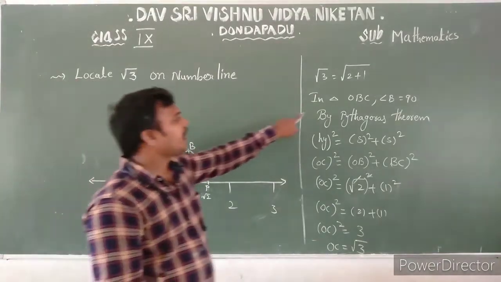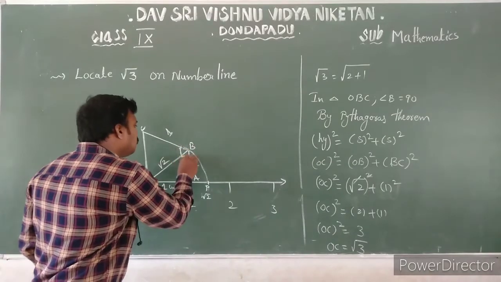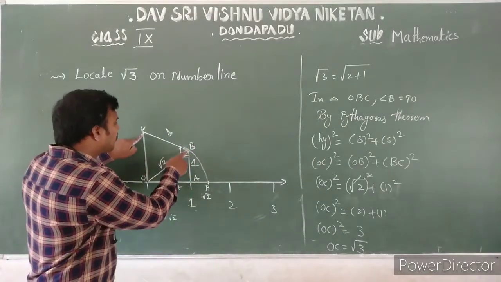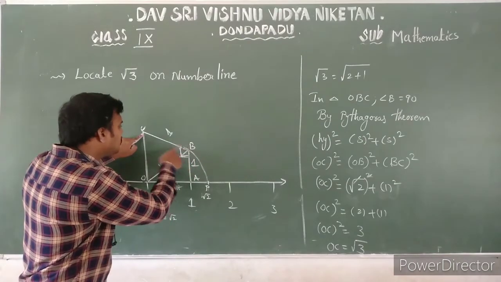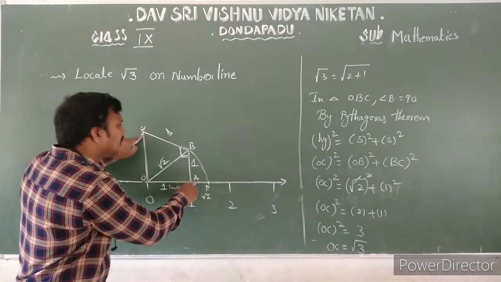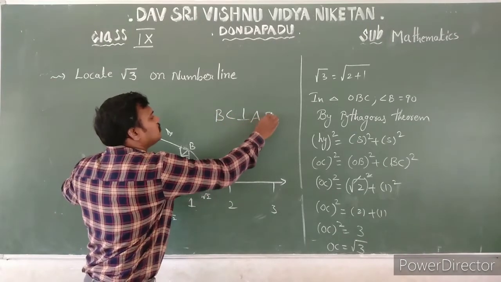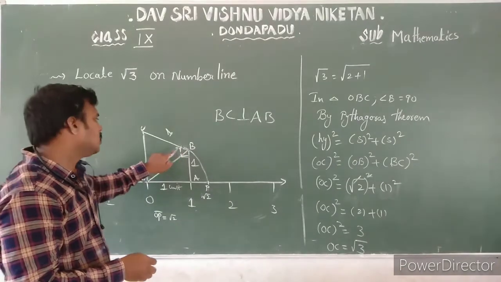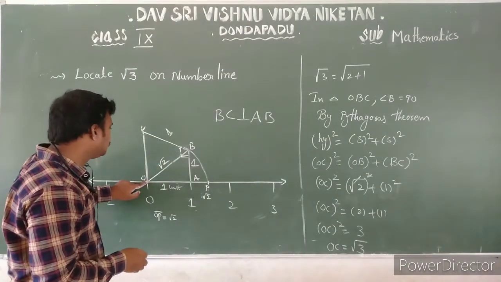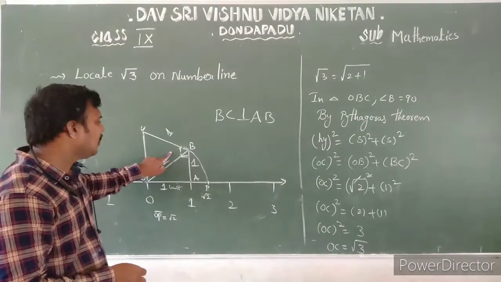In triangle OBC, angle B equals 90 degrees, because we constructed BC from B perpendicular to AB, so it makes a 90 degree angle. So when we join O to C, we get another right angle triangle.